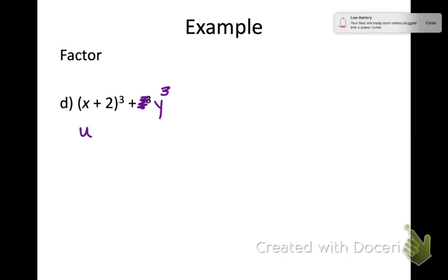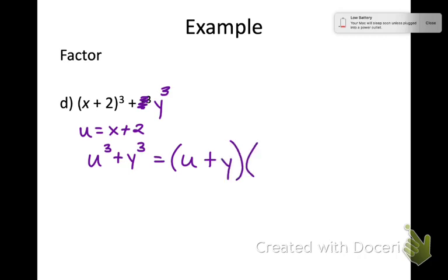What are we going to let U equal? X plus 2, which turns us into U to the third plus y to the third. And it's just U plus y, parentheses, u squared, subtract, minus, good, uy plus y squared. Plus y squared, good.